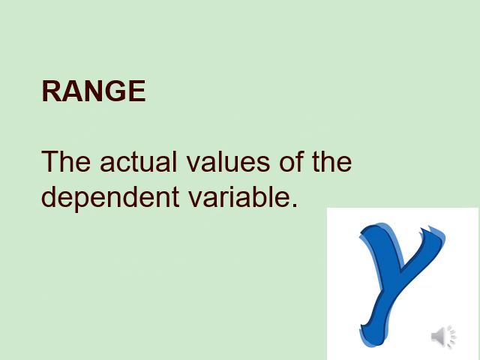So domain, again, is all the x's, and we find it by thinking when would it be undefined or when would it not make sense in the answer. The range, on the other hand, are the actual values that you get for answers. It's what y ends up being after you work things out.